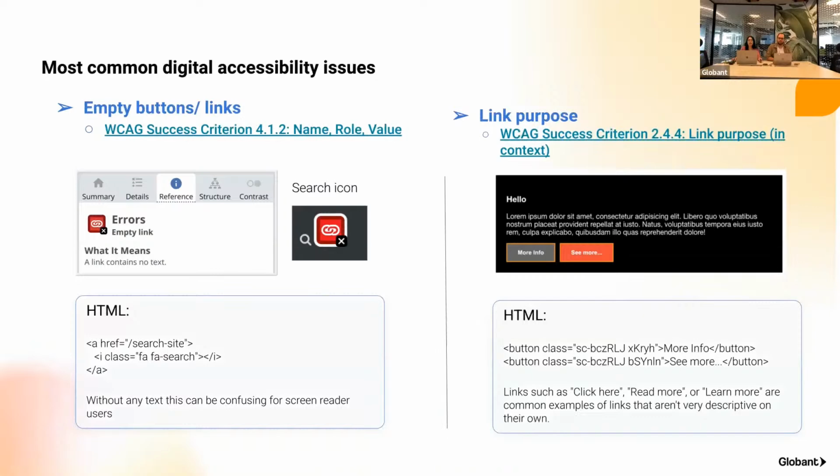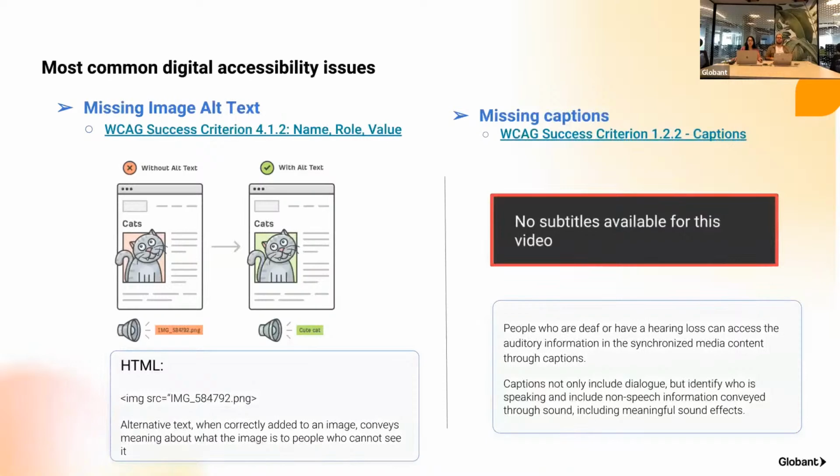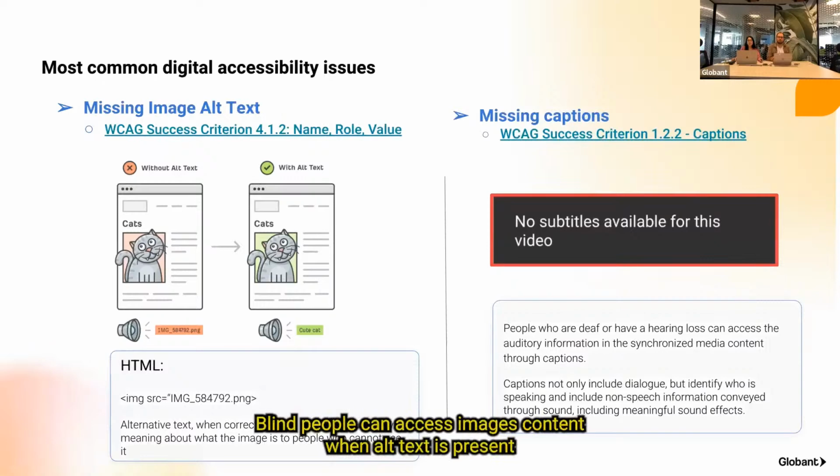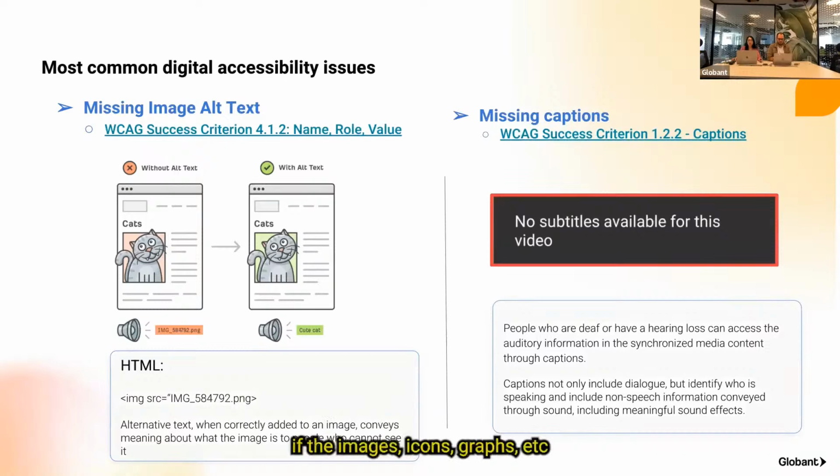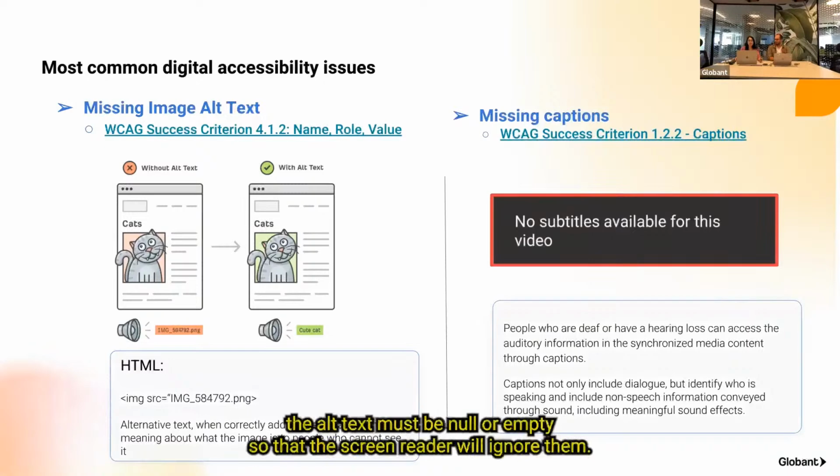Okay, here we have two other common barriers: missing image alternative text and missing captions. Let's go with the missing image alternative text. Blind people can access image content when alternative text is present. If the images, icons, graphs, etc. don't have this attribute, the screen reader will announce incomprehensible content, as you can see in that image that is only announcing the image's source. It's important to add meaningful descriptions to images. In case you have some images that are purely decorative, the alt text can be null or empty so that the screen reader will ignore them.